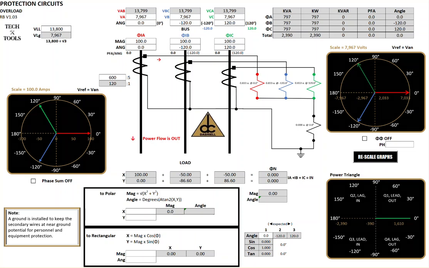So this will be video 8. We're going to talk a little bit more about polar rectangular coordinates, but if you want to see more detail on that, look for the polar rectangular coordinate video. We'll do more on that.